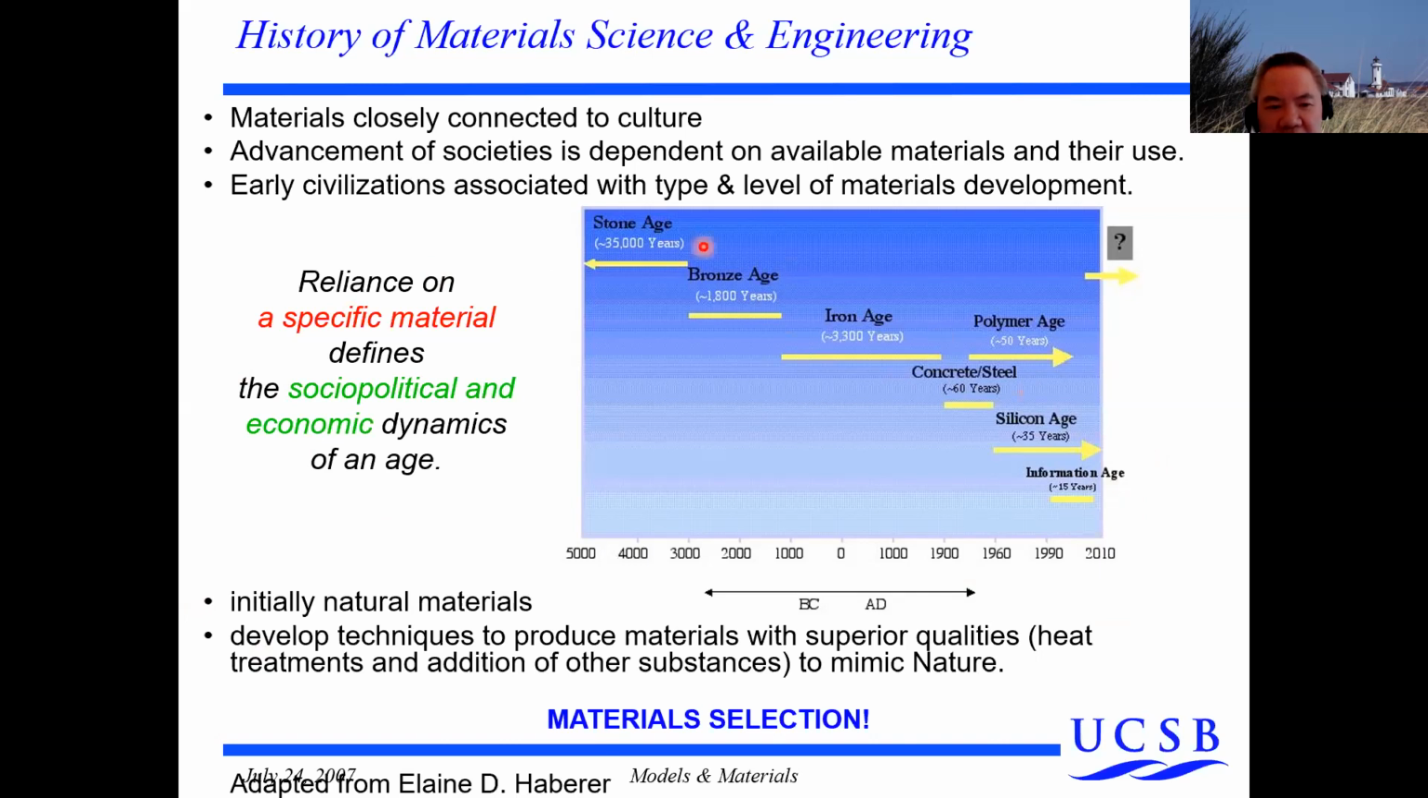Essentially, when we talk about materials, if we start out from the very beginning, we think of being motivated by nature. What we would want to do as scientists is to develop techniques that can produce materials with superior qualities in order to mimic and potentially bypass nature. So the selection of materials becomes a really important goal.